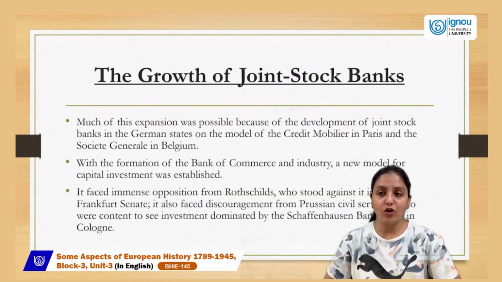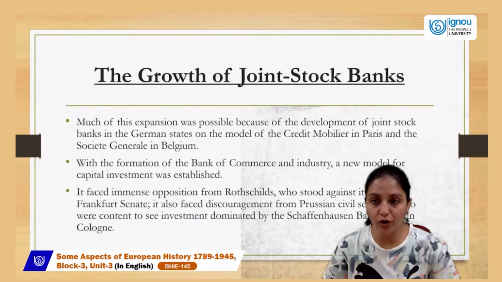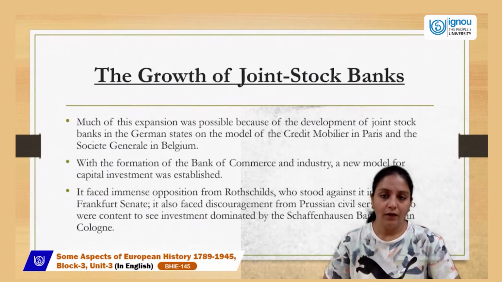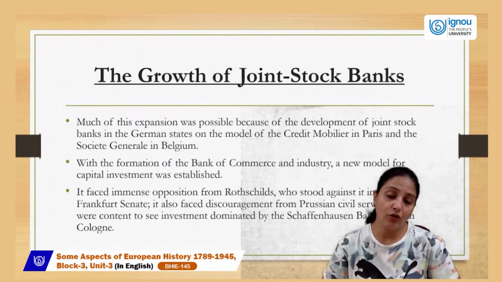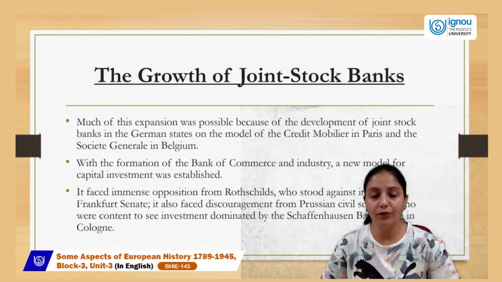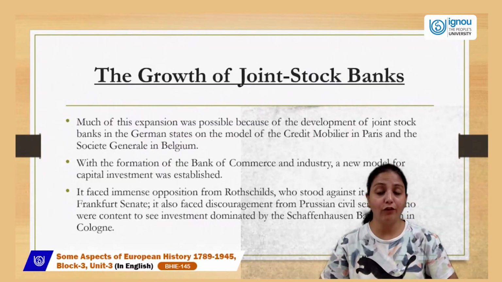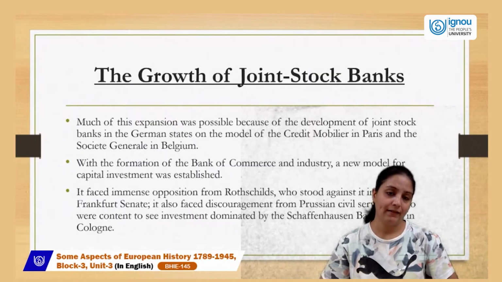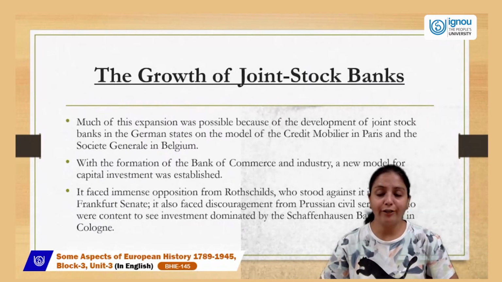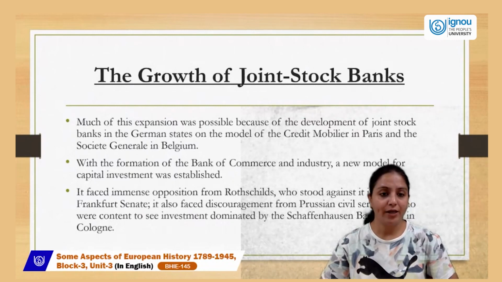Next is the growth of joint stock banks. Industries are getting involved, production is getting involved, railways are getting involved, and the economy is enhanced, but without capital the economy does not work. Much of this expansion was possible because of the development of joint stock banks in German states on the model of Crédit Mobilier in Paris and Société Générale in Belgium.